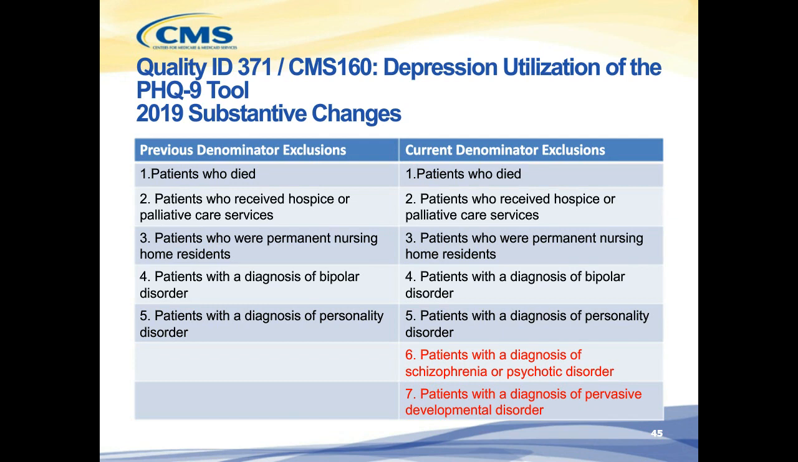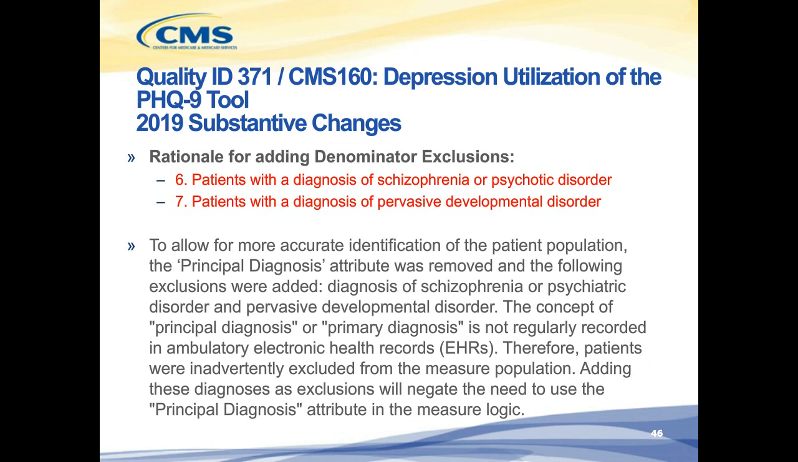And here again, we've outlined the prior denominator exclusions on the left and the current denominator exclusions on the right. And we've highlighted the new added exclusions in red below. So that's patients with a diagnosis of schizophrenia or psychotic disorder or pervasive developmental disorder. And the reason for adding these diagnoses as exclusions, again, negates the need to use the principal diagnosis attribute, which we found was not being regularly recorded in EHRs. So the patients were inadvertently being excluded from the measure population. This change allows for more accurate identification of the patient population.